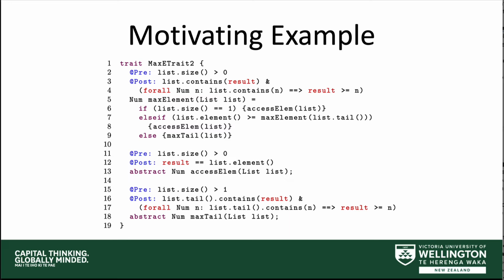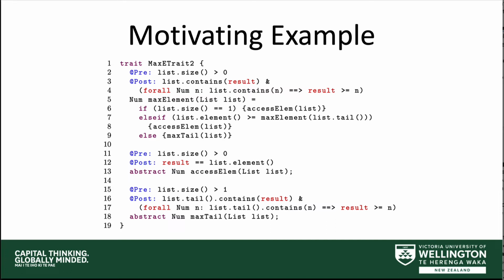If you then have size that is more than 1, then you can use max element that you're defining to find the max element in the tail of the list, compare it with the element that is the head of the list, and decide to access it if it's bigger than all of the other elements. Or alternatively, use max tail to work through the tail of the list to find the maximum element there. And again, max tail is an abstract method that is defined with the conditions on lines 15 to 17, which assumes the list size stays strictly greater than 1.